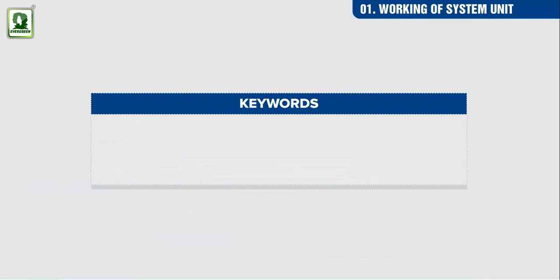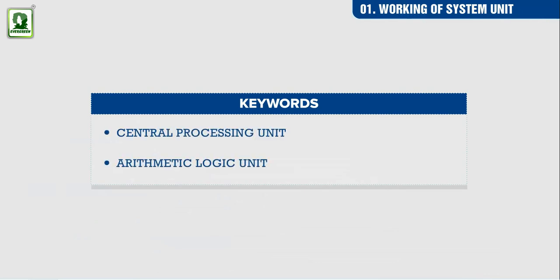Keywords: Central Processing Unit, Arithmetic Logic Unit, Memory Unit, Control Unit.